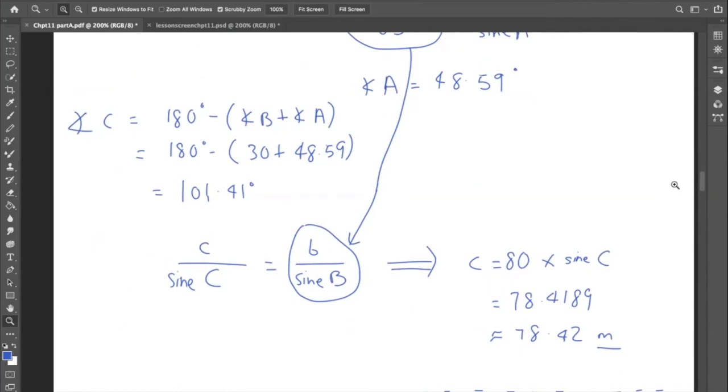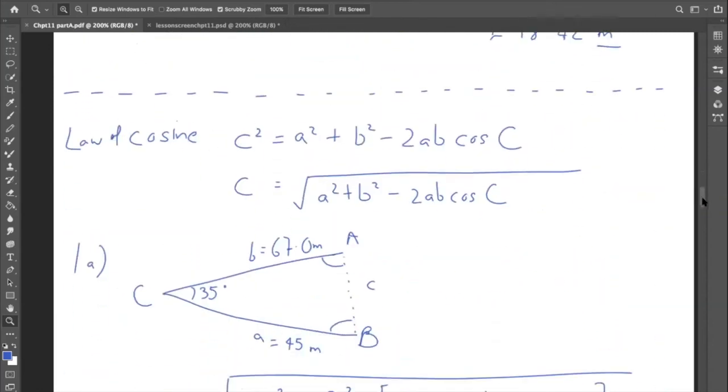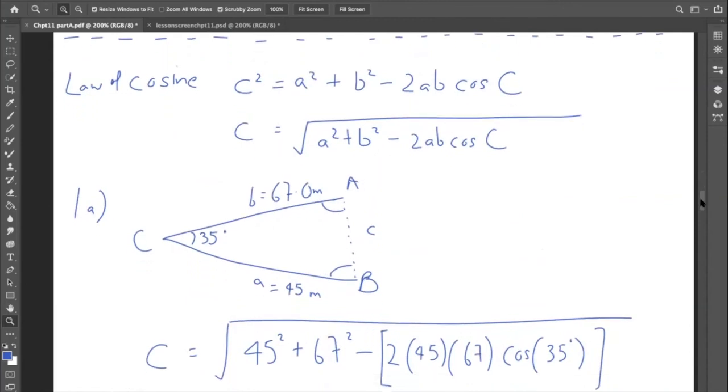Anisha, okay? Yes. All right, now we move on to cosine rule. So from the cos notes, C square is equal to A square plus B square minus 2AB cos C. So bring the square over, it becomes square root of A square plus B square minus 2AB cos C.